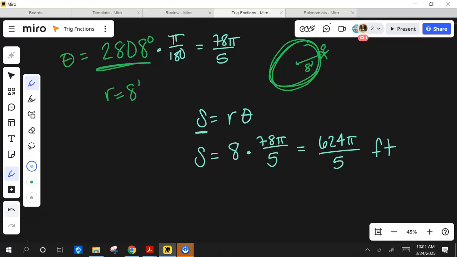Feet. Now, if I wanted a decimal approximation for that, in other words, about how many feet did I rotate around, tell me what that number would be. Yes, divide the fraction and multiply by pi. This is the technique.